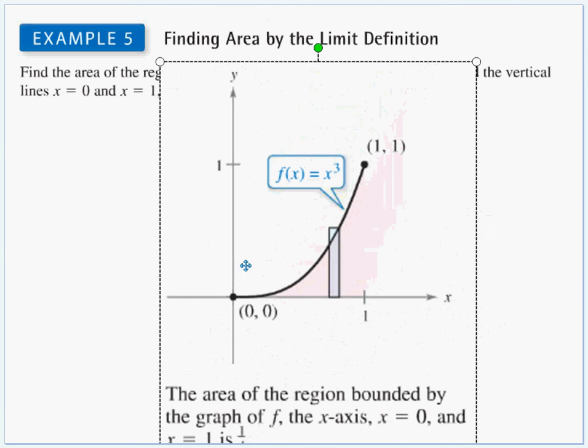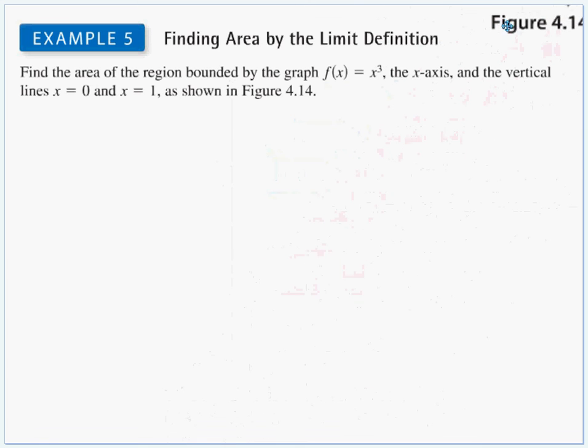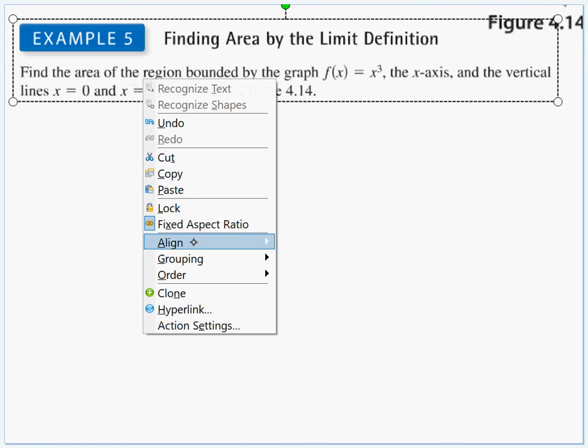Let me blow this up. So here's our x cubed opening up in the first quadrant. We want to go from 0 to 1. We want the exact area underneath that curve. When we get through, I think it's section 4.4, when we sort of get into the shortcut, we'll be able to do this problem in less than a minute. Very, very easy, but for now, we're going to go old school.